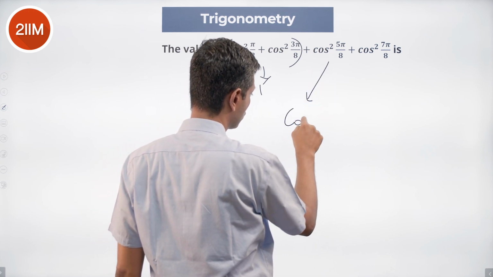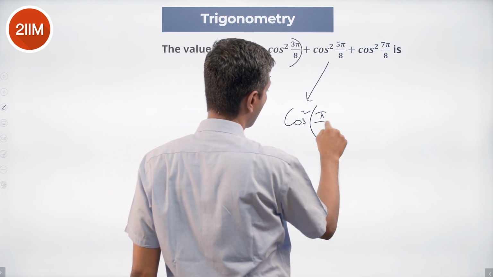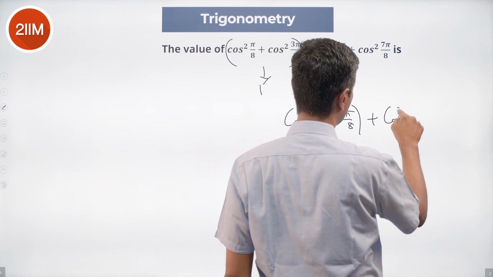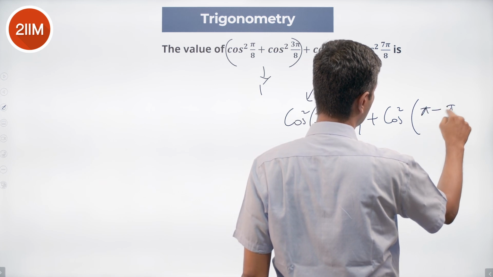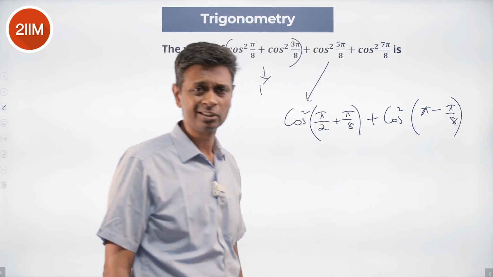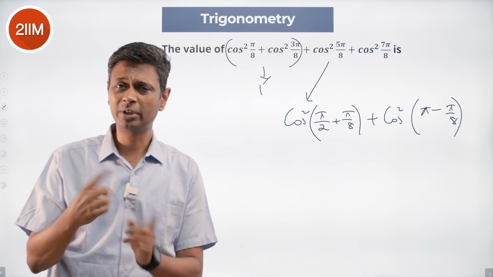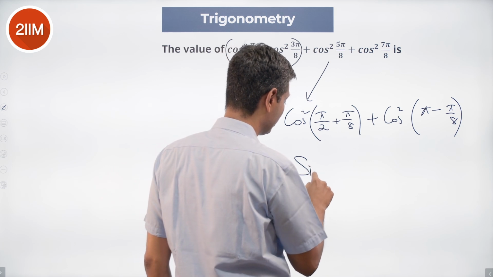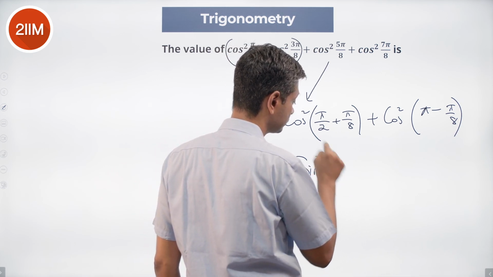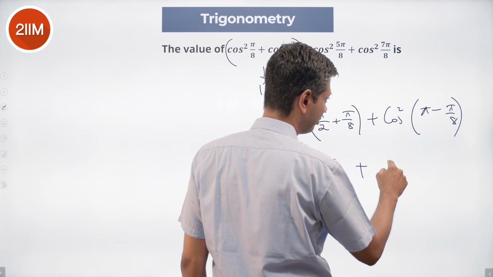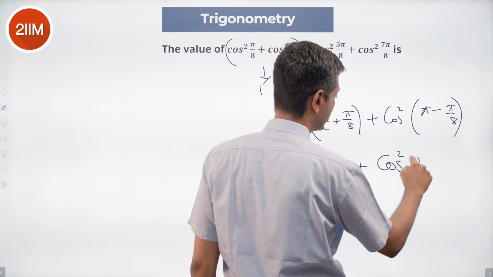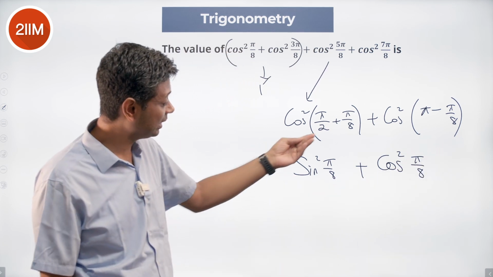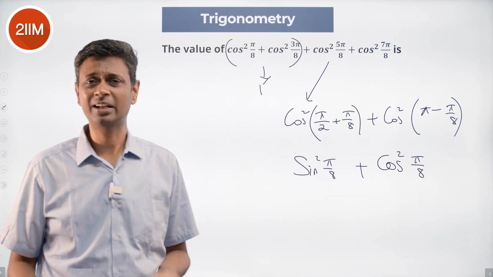This is cos square of pi by 2 plus pi by 8 plus cos square of pi minus pi by 8. 90 plus pi by 8, cos will become sine. I don't even have to worry about plus or minus because there's a square sitting here. This is sine square pi by 8. 180 minus will stay as cos square pi by 8. Technically this will be minus cos pi by 8 the whole square, minus sin pi by 8 the whole square. Doesn't matter, I'm squaring this.